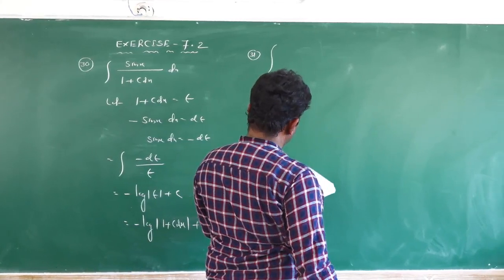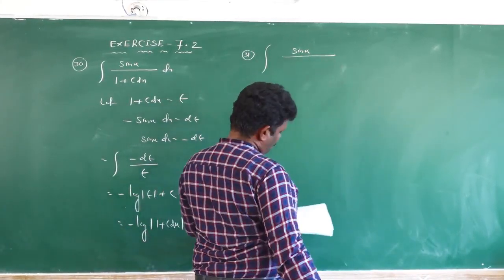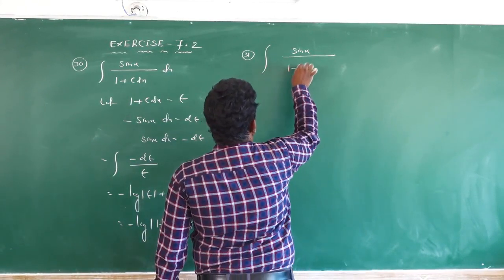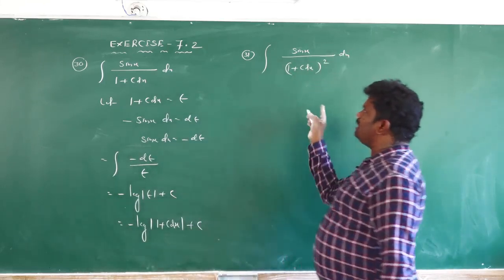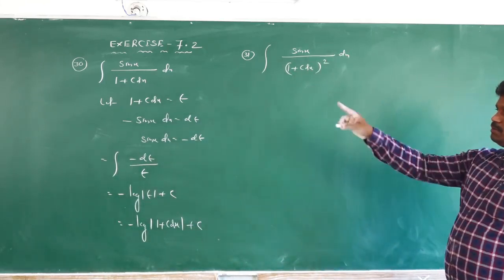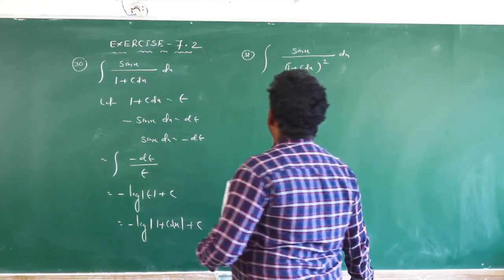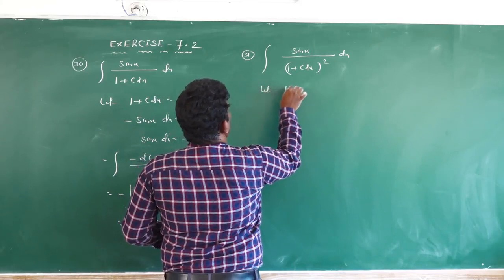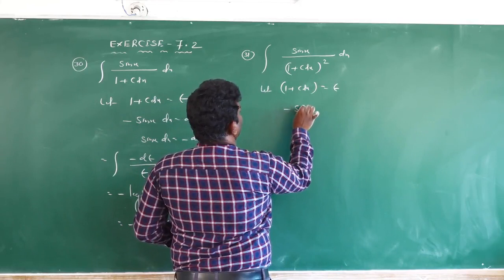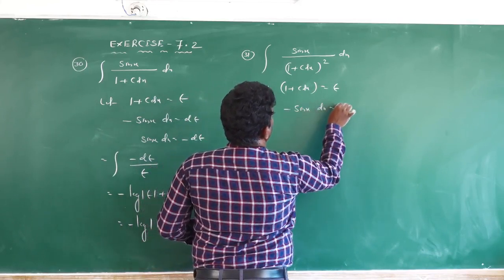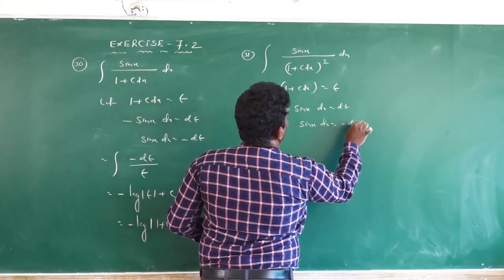Integral sin x by 1 plus cos x whole square dx. So both are the same concept, but here only 1 plus cos x was given in that question. Here it is 1 plus cos x whole square, same comparison. So if we take the value here, let 1 plus cos x is equal to t, minus sin x dx is equal to dt. So sin x dx is equal to minus dt.